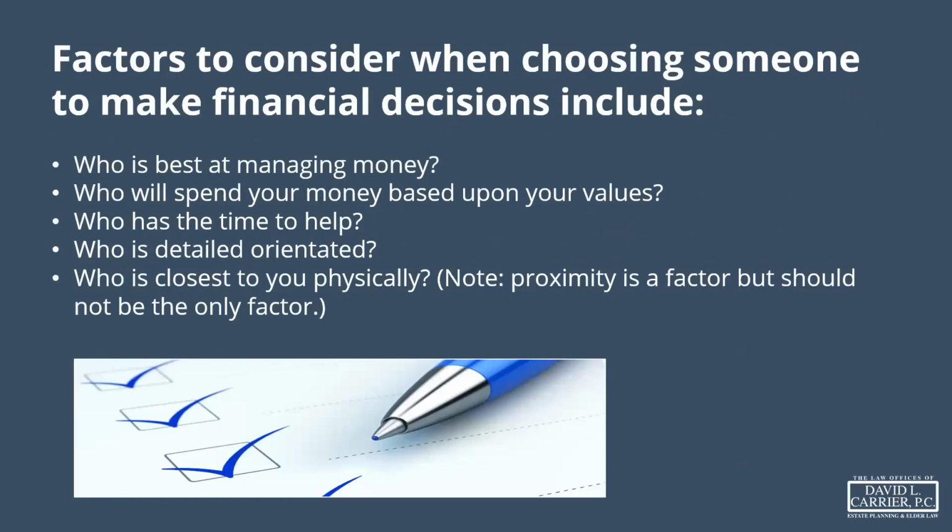So factors to consider when choosing someone to make financial decisions would include who's best at managing funds, your money. Sometimes it's one of the kids that may have a banking background, a financial advisor background, someone that's just experienced with money, knows how to invest it. They're going to spend your money based upon your values, not theirs. Someone that has the time to help. So it could be someone that's close by. So proximity, location could be a factor, but don't pick someone just because they live next door to you or they live in the same town, even though it's going to be easier. But that's not the final decision, I would say, to choose someone.